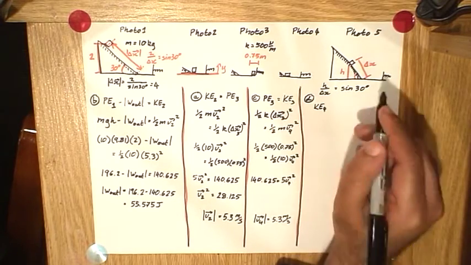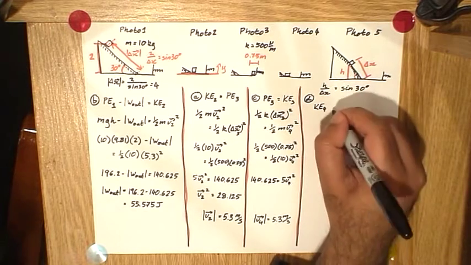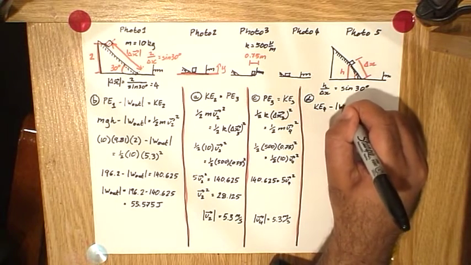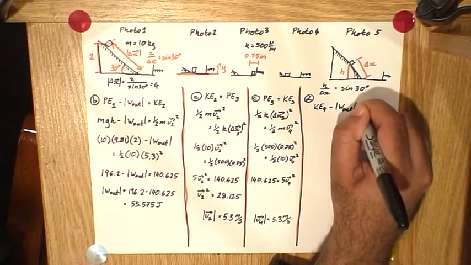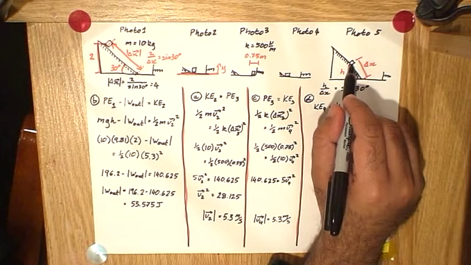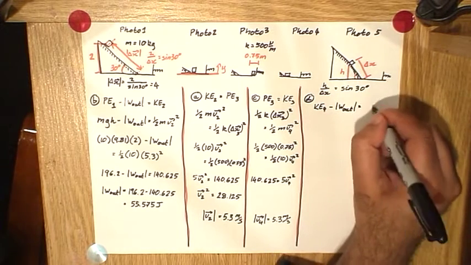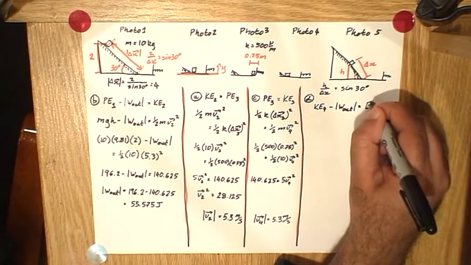Work out, there is going to be work out because you're moving up a rough surface. So minus the work out is all equal to, at this point over here, there is no kinetic energy because this thing is not moving, but there is potential energy.